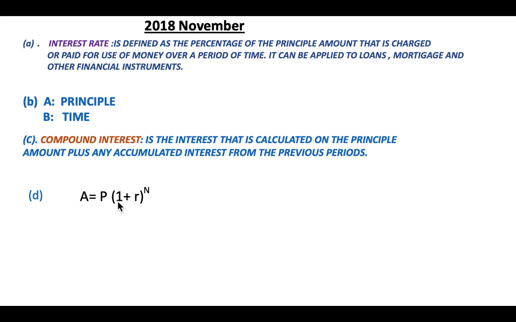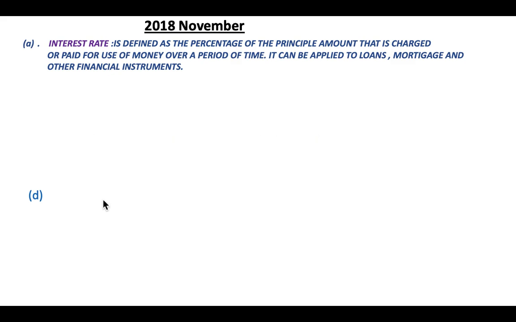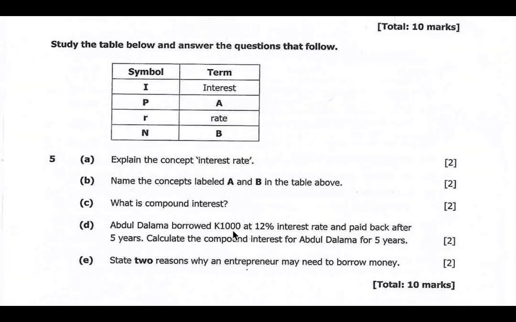From there, let's look at the data. What are we given as principal? For Abdul Darama, we are given the principal of 1,000. So principal is 1,000, and then the rate is 12%, and the time taken is 5 years. Take note of this: principal, the amount which you borrow, rate 12%, and time 5 years.